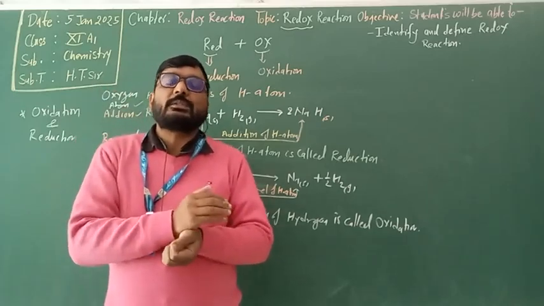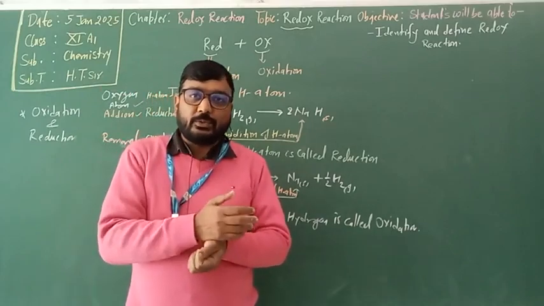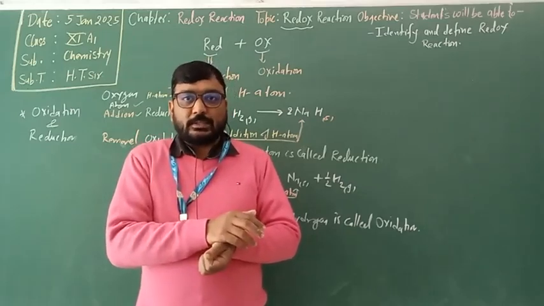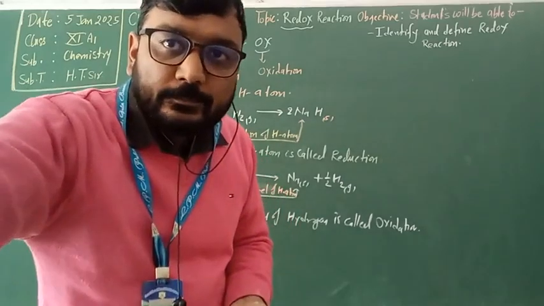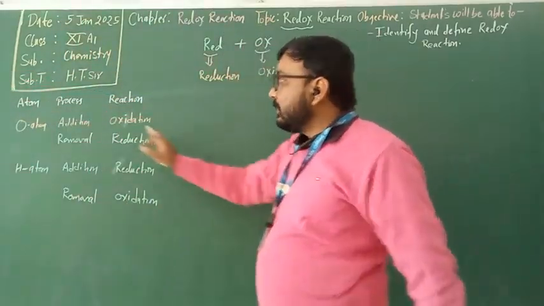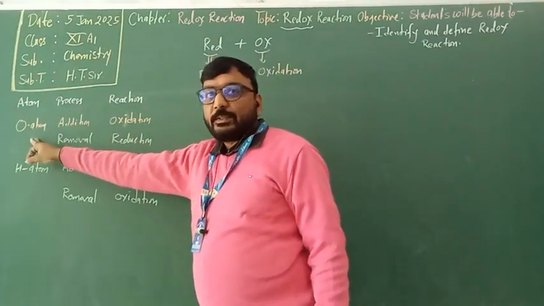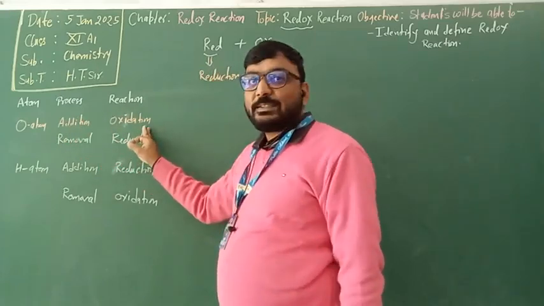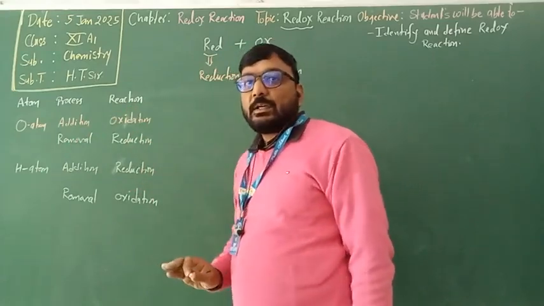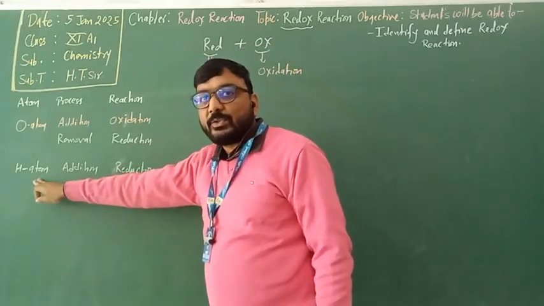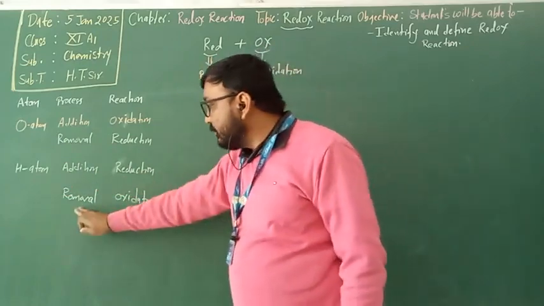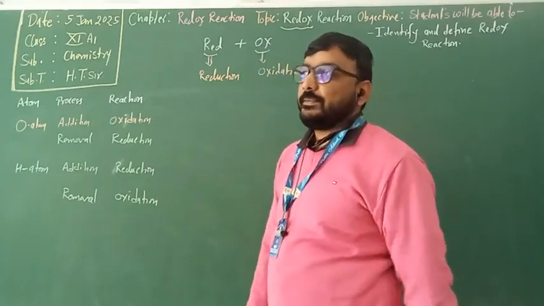When we combine both processes, oxygen and hydrogen atoms, defining the redox process with reduction and oxidation with reference to hydrogen is the reverse of that with reference to oxygen. Is it clear? So I hope it is clear that with oxygen atoms, if oxygen is added, it is called oxidation, and removal is reduction. And the reverse of the oxygen case applies to the hydrogen atom: if addition takes place, the process is called reduction. If removal takes place, the process is called oxidation.